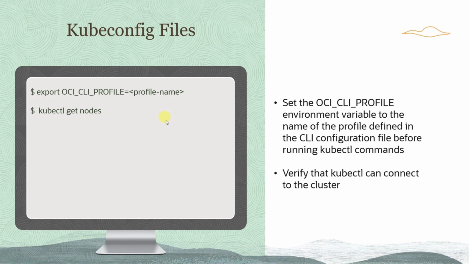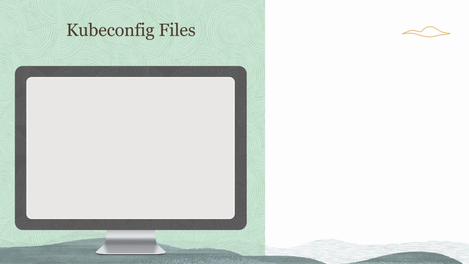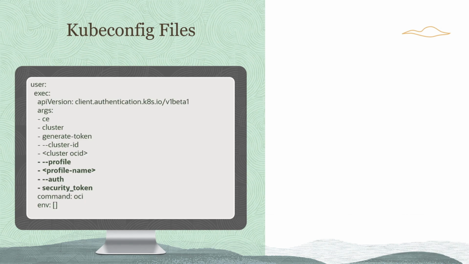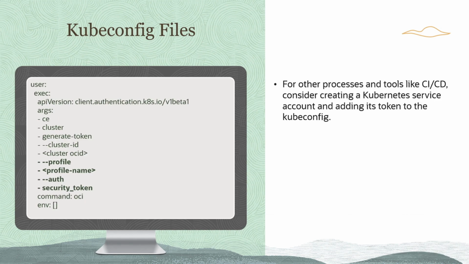Once done, verify that kubectl can connect to the cluster using the kubectl get nodes command, and this should return the list of nodes available in your Kubernetes cluster. The authentication tokens generated by the OCI CLI command in the kubeconfig file are tailor-made for individual users using kubectl.